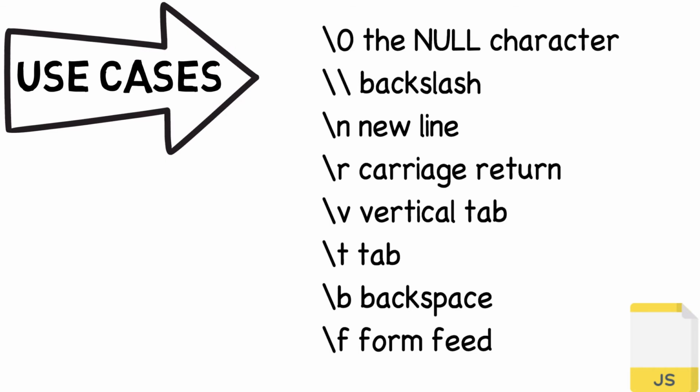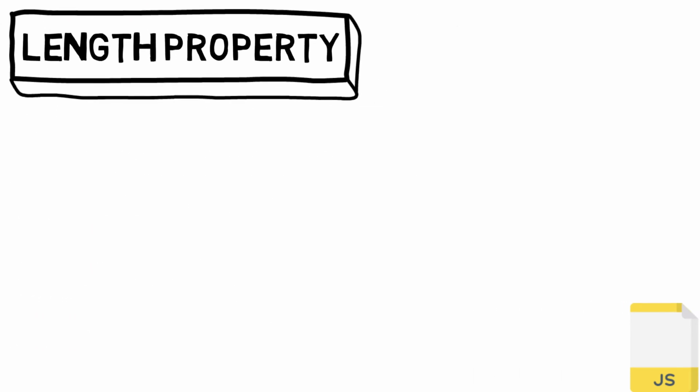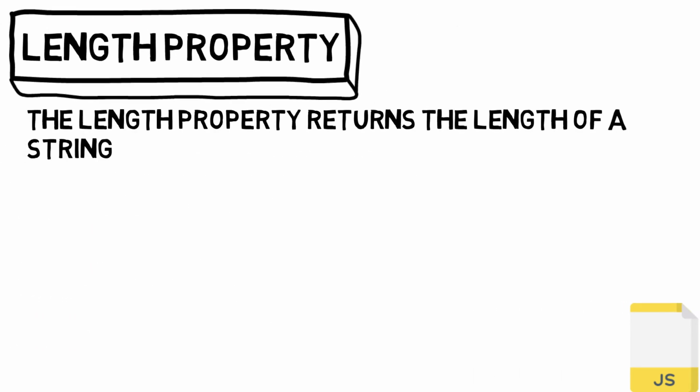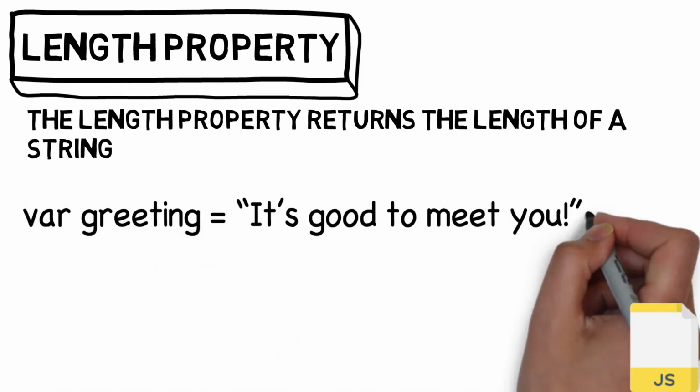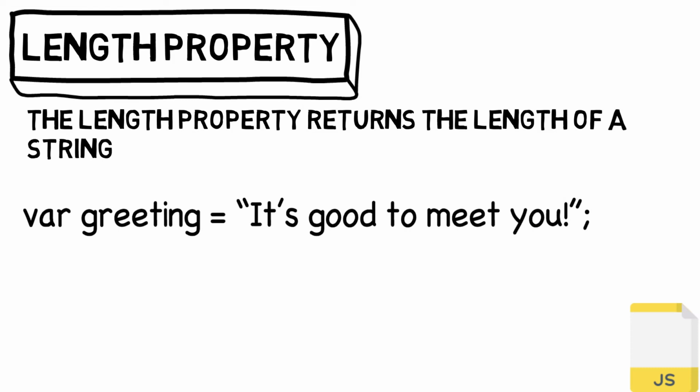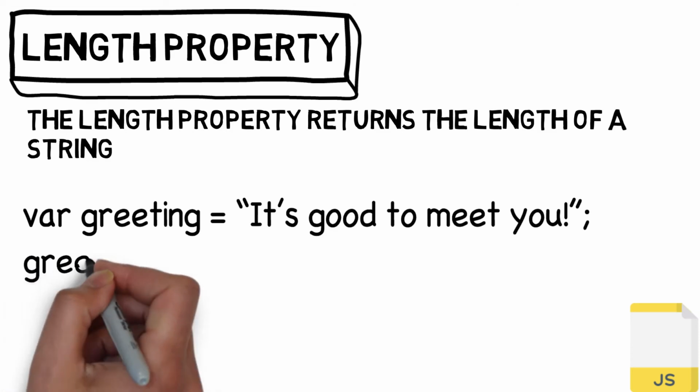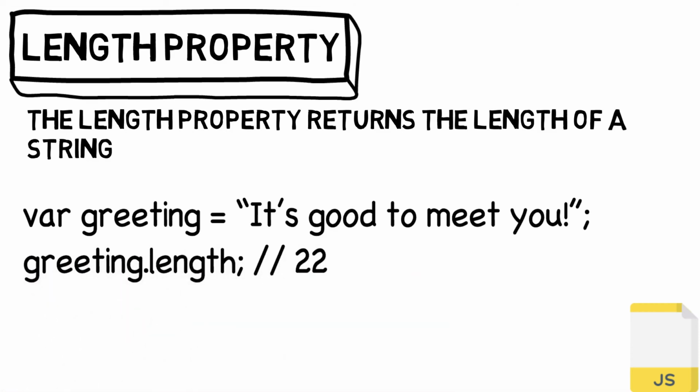Now, let's look at the string property of .length. The length of a string can be found by using the length property. The property is available to any string you create. This will become a handy feature as you continue to grow as a JavaScript developer. Let's look at this line of code. We've declared a variable named greeting, and we've assigned it the value of a string saying it's good to meet you. All we need to do is attach the length property to this variable, and we will get the length of the string. greeting.length returns 22.